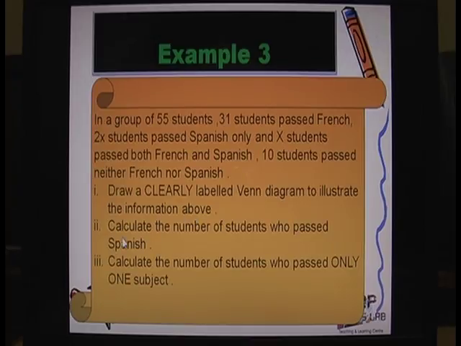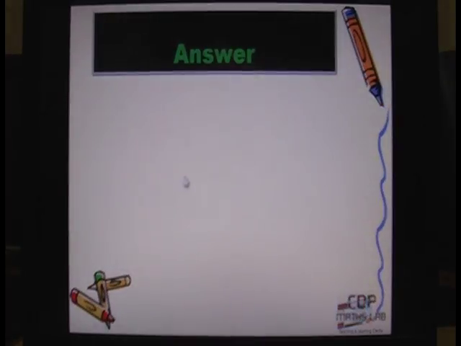So if you had followed the instruction, you'd have done part 1 before. Part 2 says calculate the number of students who passed Spanish, and part 3 says calculate the number of students who passed only one subject. Let's see what this should be like. Here's our answer.